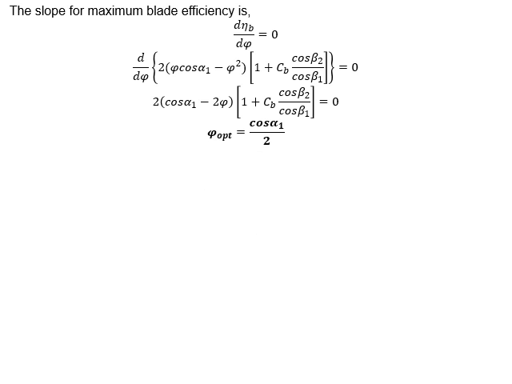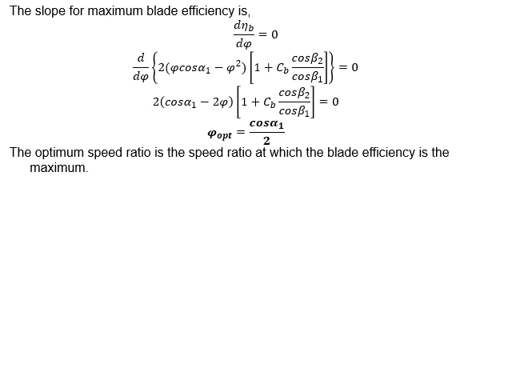That means the optimum speed ratio is equal to cos alpha 1 by 2. The optimum speed ratio is the speed ratio at which blade efficiency is the maximum. So here we get the maximum blade efficiency, and we get one more expression for speed ratio: the optimum speed ratio is equal to cos alpha 1 by 2.